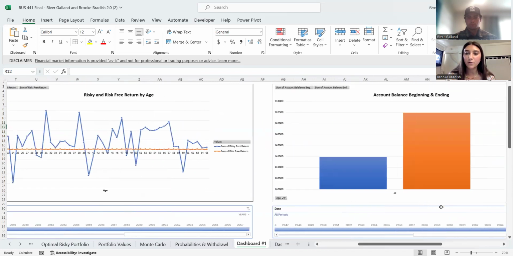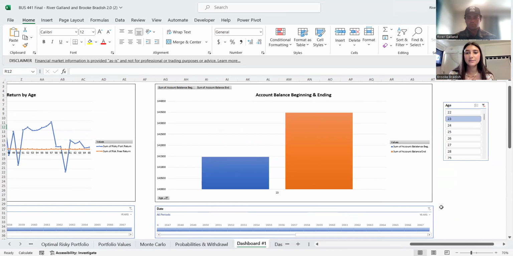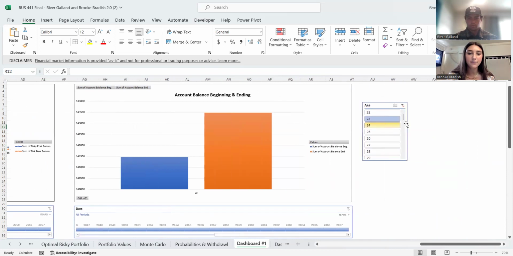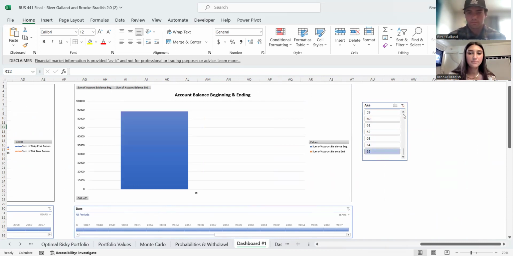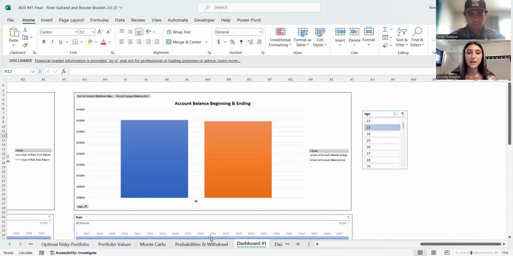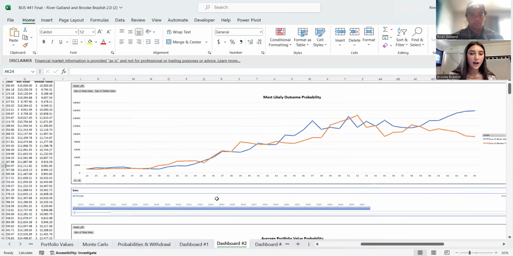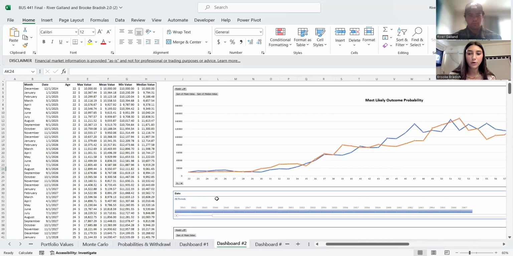And this next graph over here, we have our account balance beginning and ending. The blue indicates the beginning balance and the orange indicates the ending balance. And we have inserted a filter by age. So in this case, at age 23, we start with 141,000 and we end with probably 2,000 or 3,000 more than that. So you can play around with that and see the beginning and ending balance by age. And then our next graph we have here is the average portfolio.